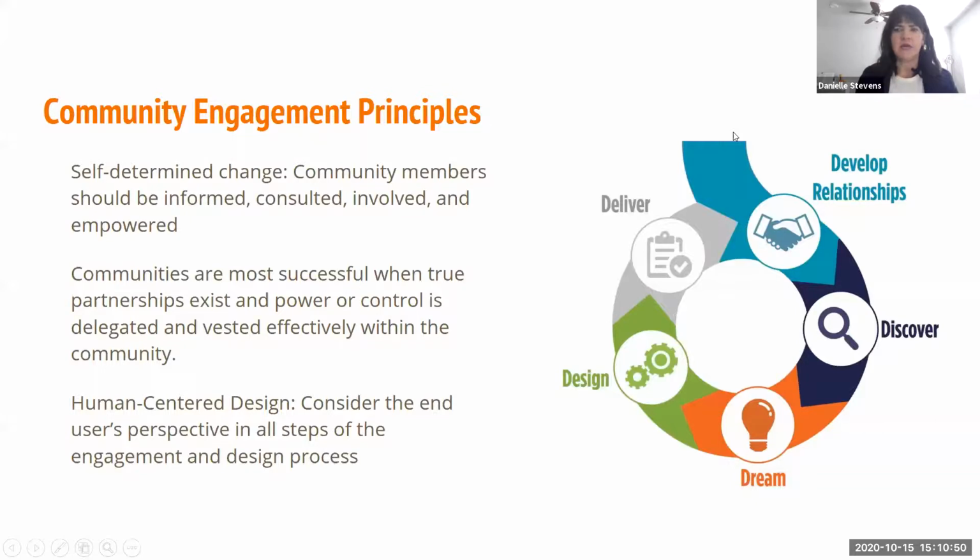And after that is a discover phase, where we use the assets that we know of in the community and we allow those to inform what our actual needs are. We discover what the actual needs are in our community and how we can move forward. And that's when we get to the dreaming phase and the designing phase and delivering. And by using community engagement, we're really working towards self-determined change, sustainable change, because the change is community driven.